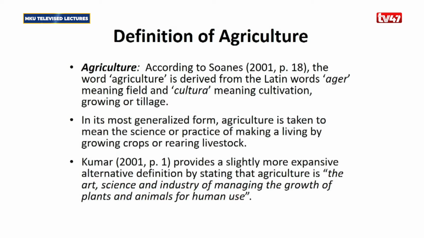In its most generalized form, agriculture is taken to mean the science or practice of making a living by growing crops or rearing livestock. Kumar, in the year 2000, understood agriculture to be the art, science, and industry of managing the growth of plants and animals for human use.